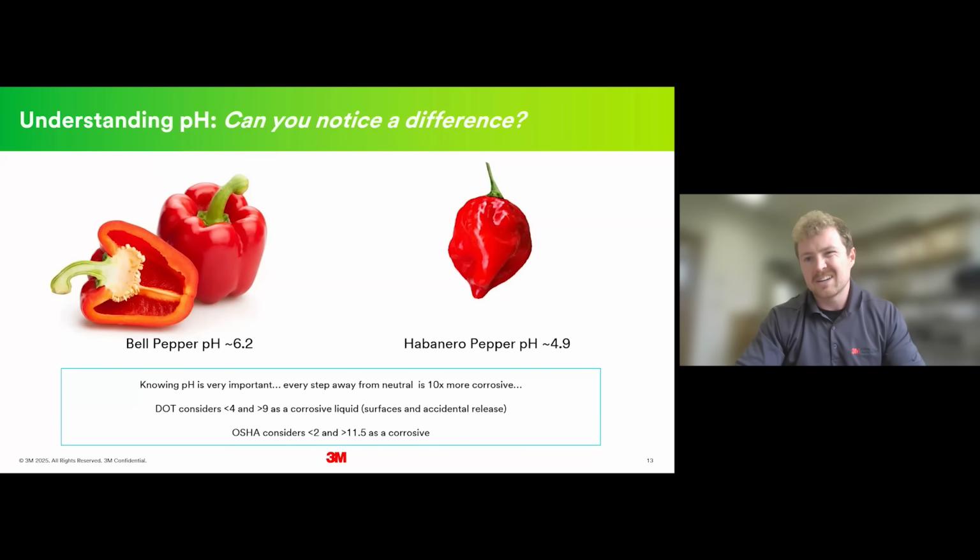Every step on the pH scale, so every step away from 7, which is neutral, is 10 times more corrosive or caustic as you move on that pH scale. Which, if we're looking this way, we'll use the pepper example. Me biting into a bell pepper, 10 times more acidic in this situation is a habanero pepper. That's going to ultimately give me a much different immune response, and I'm going to be regretting it, probably, biting into one of those.